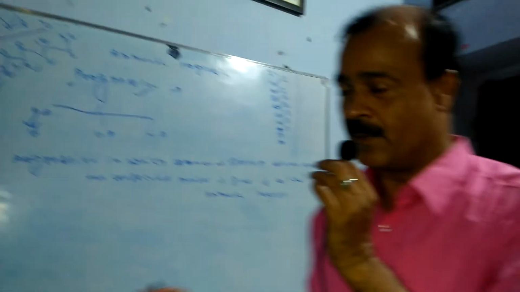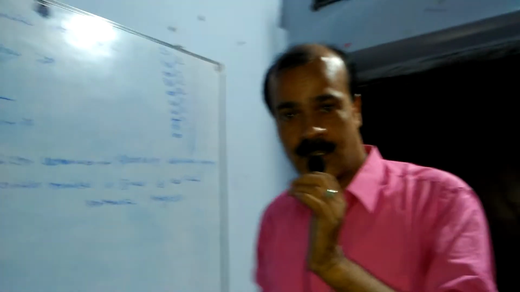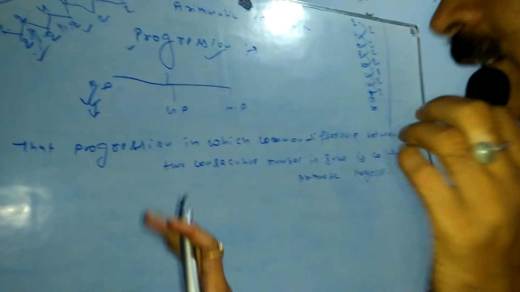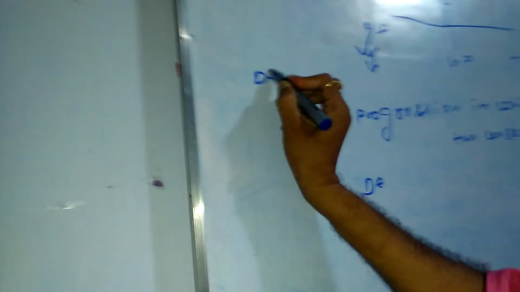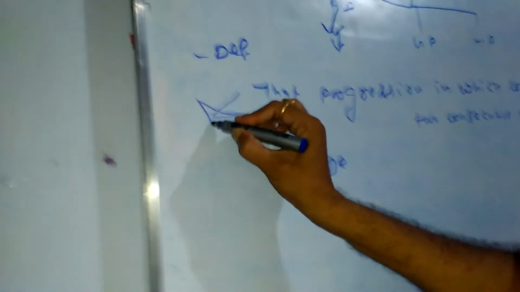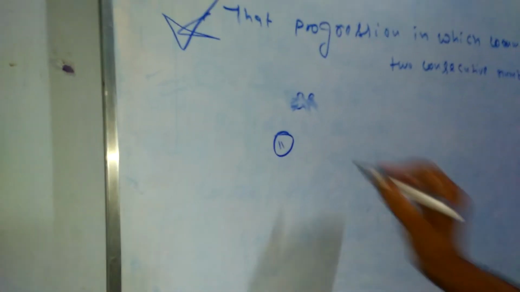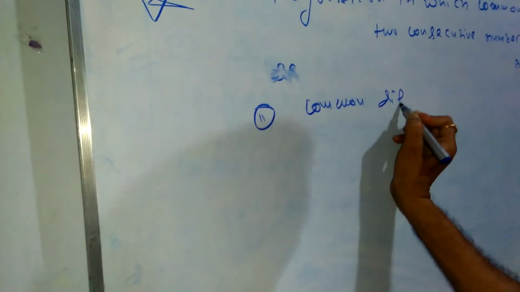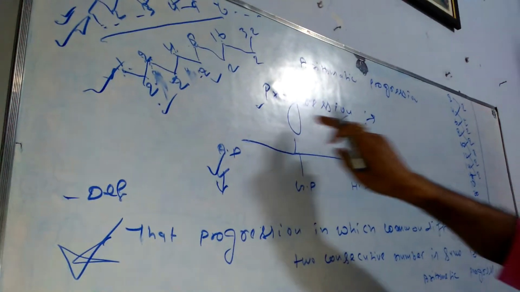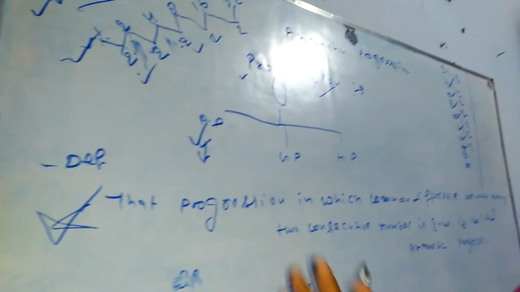Okay, this is the definition and introduction of the arithmetic progression. It contains certain terms. First is the definition. That is the definition of arithmetic progression. Second term is the common difference.